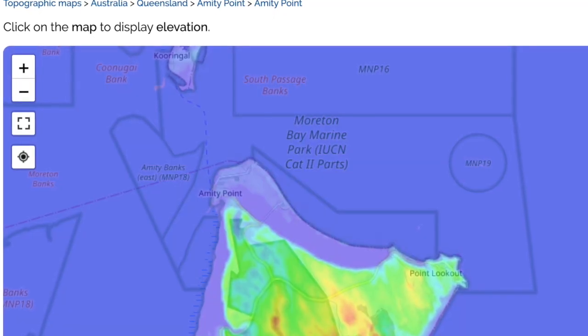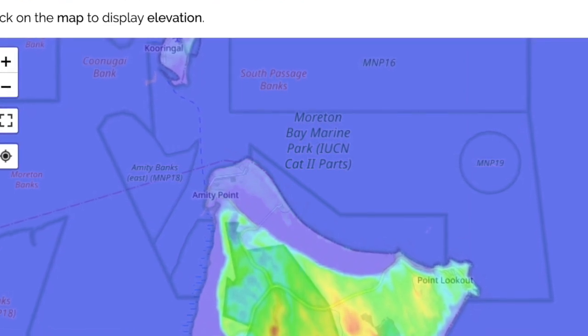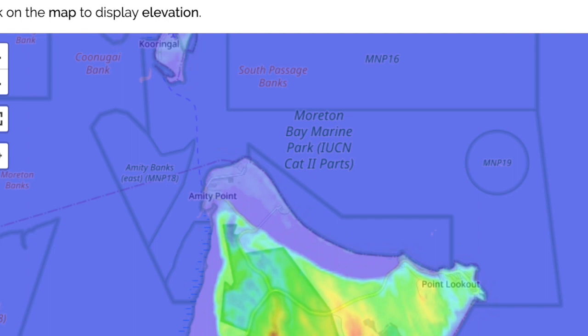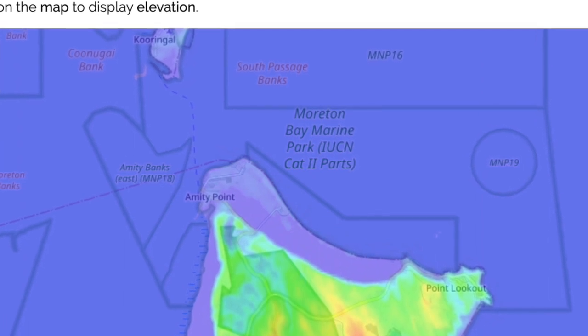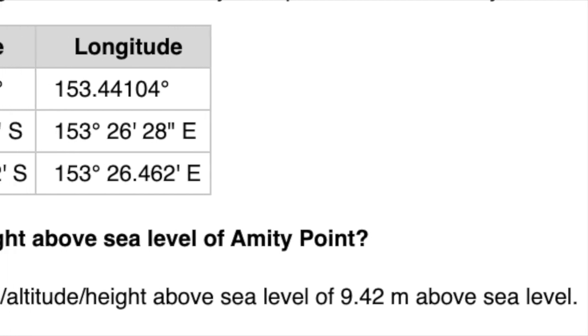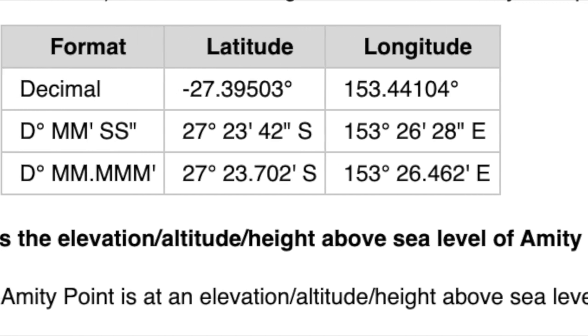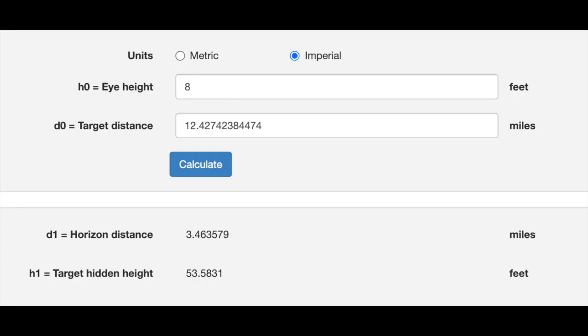Okay, so we see that Amity Point is the name of that knob at the end of the island, and we go to the topographical map, and we see that it's just a little bit over 9 meters above sea level. Okay, and so we punch the values into the Earth Curve Calculator, and from 8 feet at 12.4 miles, there's a hidden height of a bit more than 16 meters.